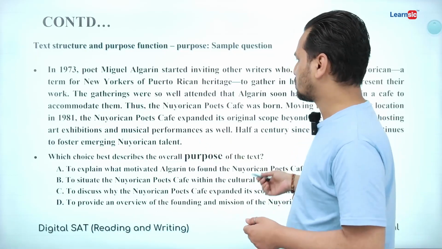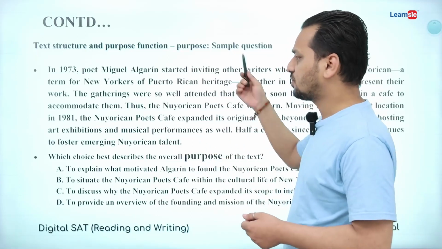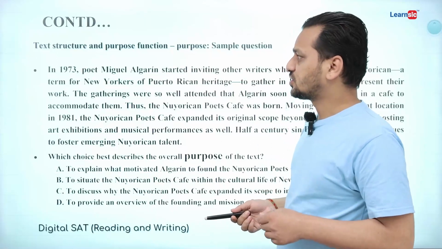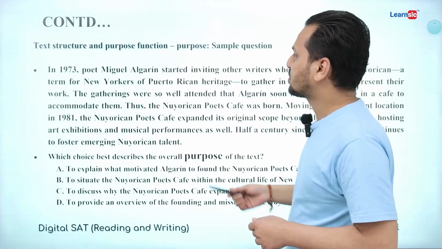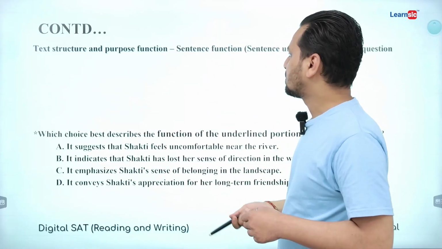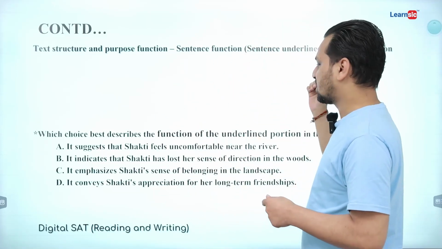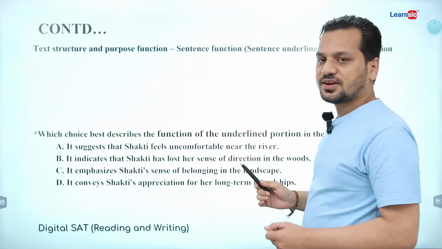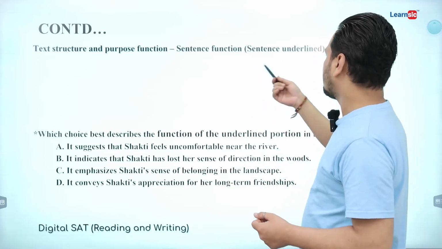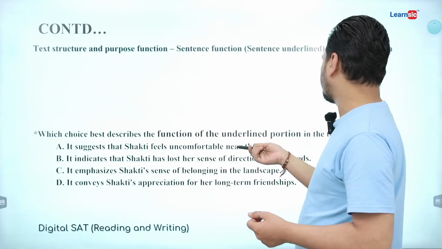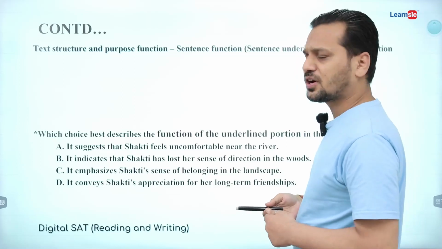You have options. So we can see this is the purpose question from craft and structure. The question is text structure and purpose, function, especially purpose. Now we are going for the sentence function question. There will be a passage, a reading paragraph, and a sentence will be underlined, and you need to find the function of the underlined sentence.